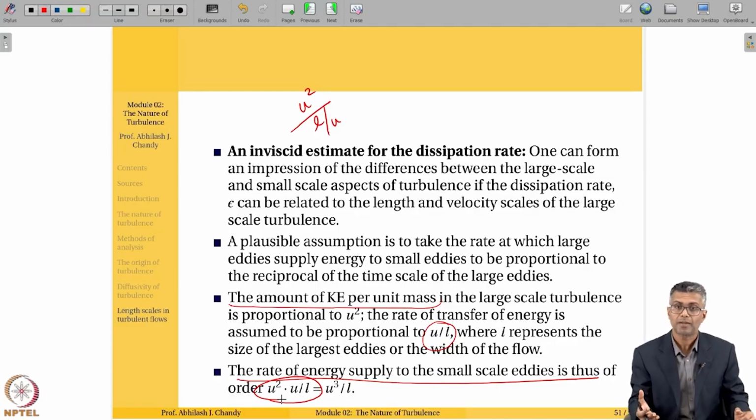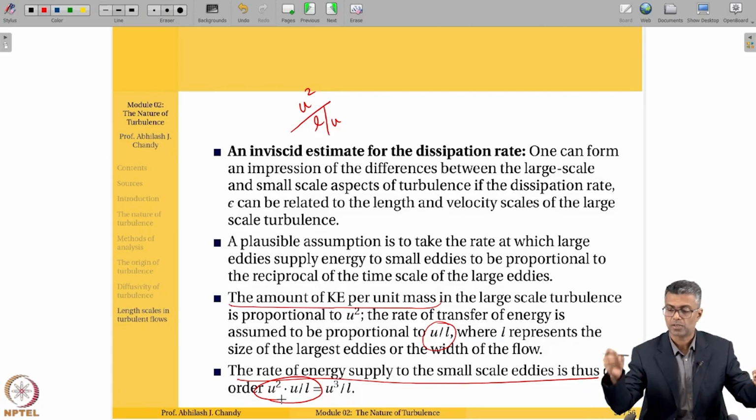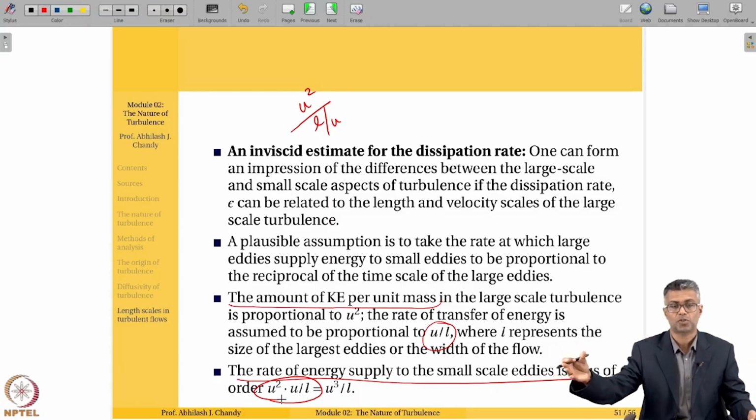This should be the same order of magnitude as the dissipation rate, isn't it? Because small length scales are associated with small time scales. So this is very clearly coupled with our discussion in the last class. Small length scales have small time scales, so they don't stay for long. As soon as they are formed, they are dissipated. Large scales break into small scales, and they get dissipated because of viscosity.